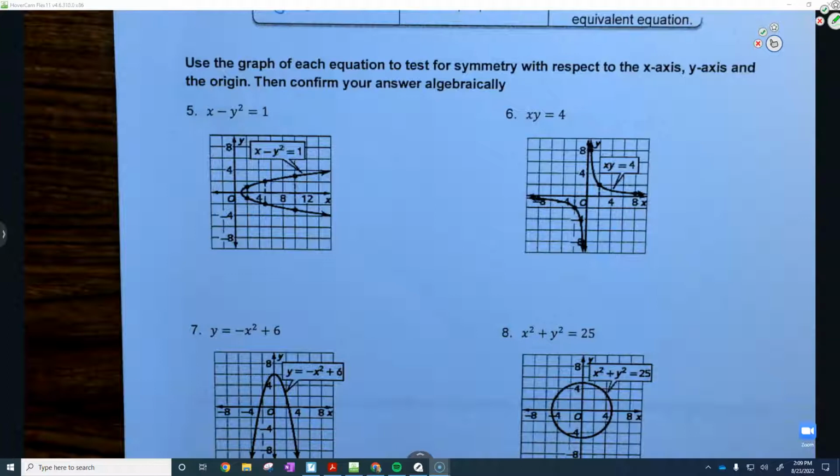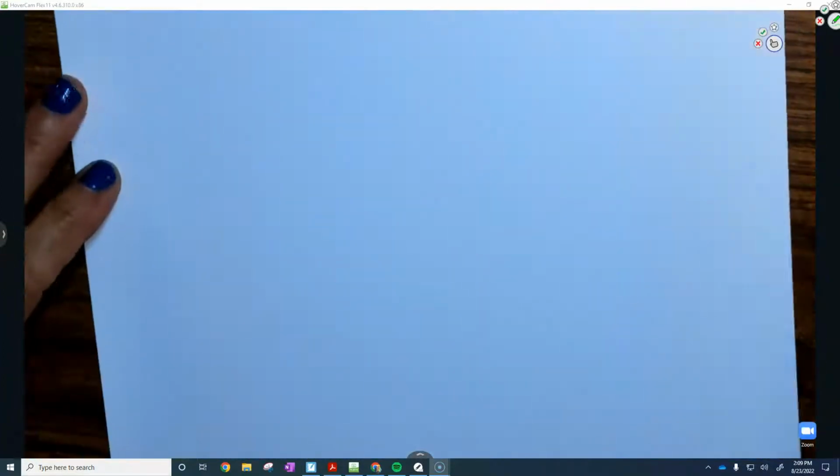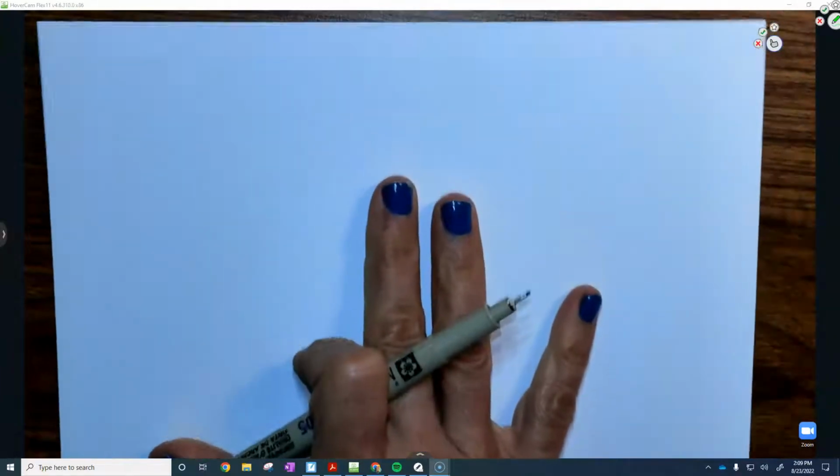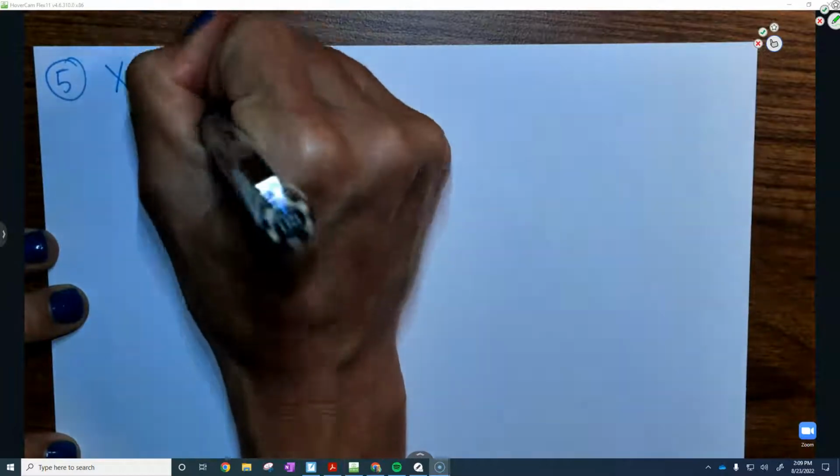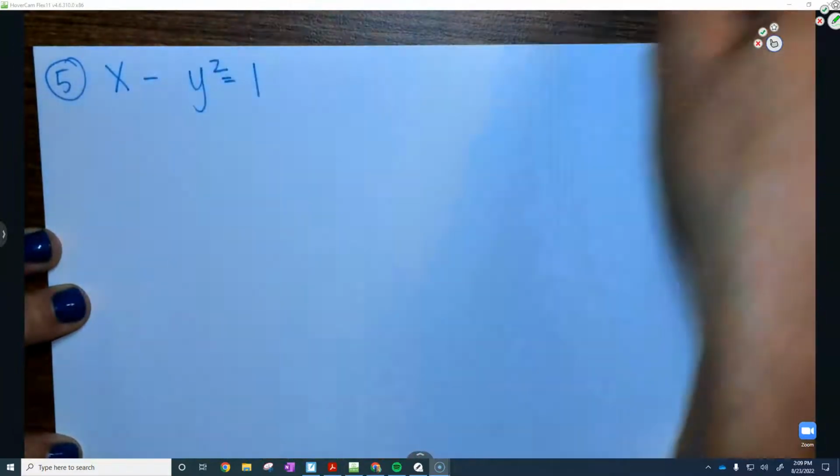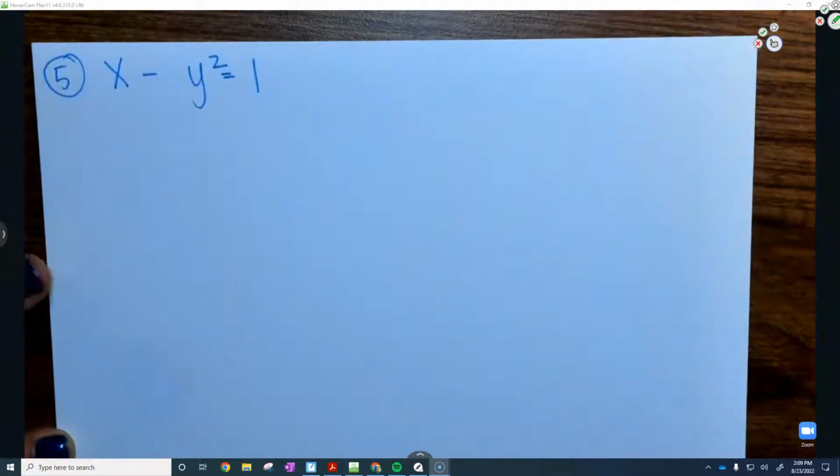have to do it algebraically, and the work I show you is the best way to do it tomorrow to get your credit. All right, so I write too big. There's not enough room for me. So what I'm going to do is I'm going to recopy that and show you how to show your work. So the original problem, number 5, is x minus y squared equals 1. And you have 3 symmetry tests that you have to pass.